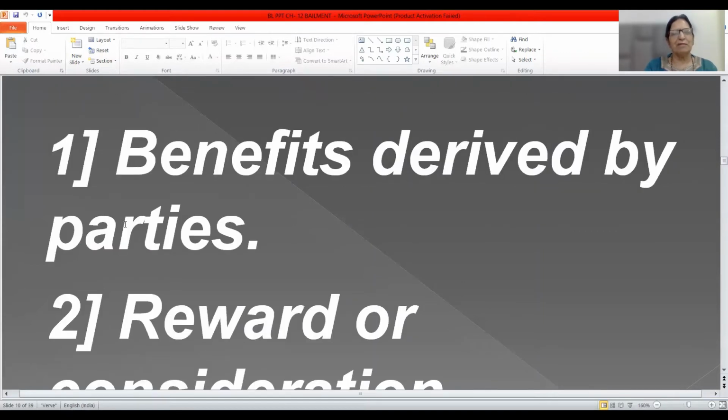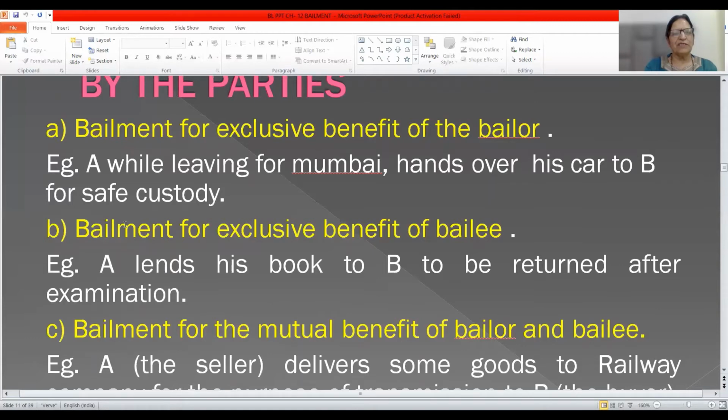Now, friends, I'll take up the heading benefits derived by the parties. That is, I'll be talking about kinds of bailment. Now, there are two bases of classification of bailment. First one is benefits derived by the parties, and second is reward or consideration. Now, on the basis of benefits derived by the parties, we can classify the contract of bailment into three categories. The categories are before you, friends. First one is bailment for the exclusive benefit of the bailor. Second is bailment for the exclusive benefit of the bailee. Third is bailment for the mutual benefit of both the parties, bailor and the bailee.